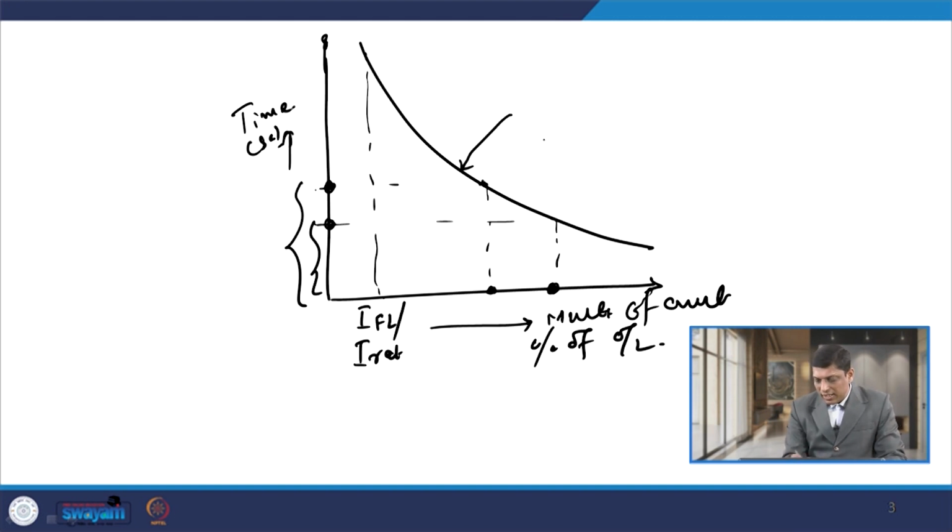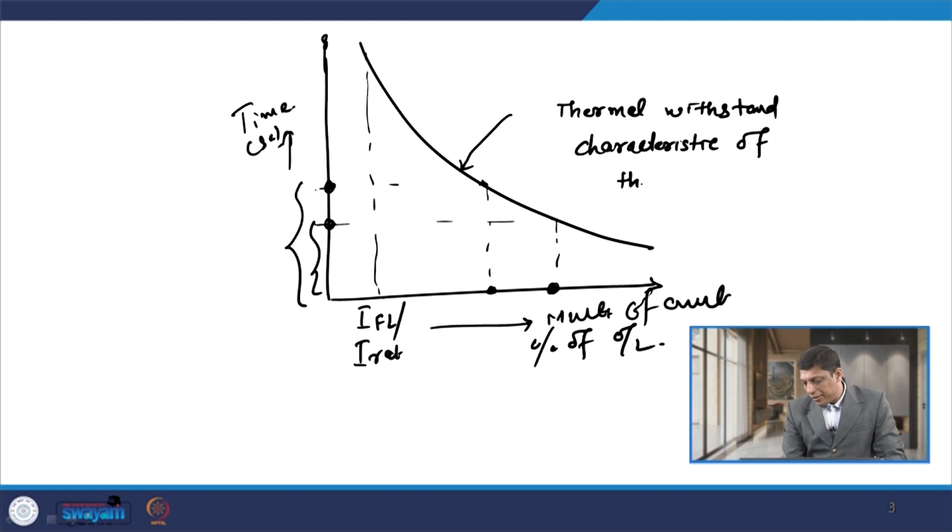This characteristic is known as the thermal withstand characteristic of the equipment. So, this is the thermal withstand characteristic of the equipment which we want to protect. So, if we want to design a thermal relay with some characteristic, then its characteristic should be below this thermal withstand characteristic of the equipment.